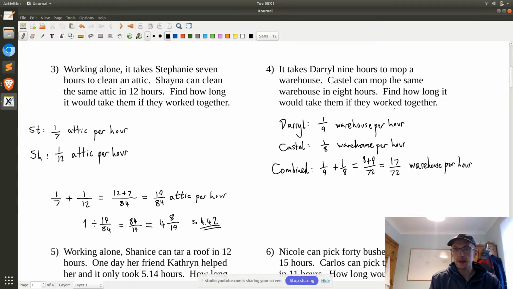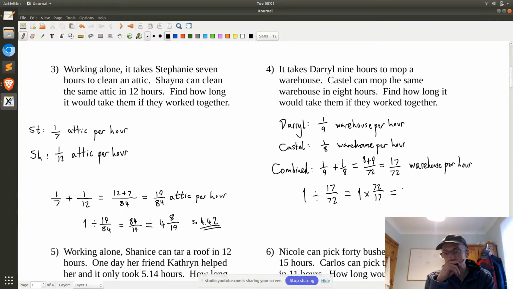So how long will it take them if they worked together? It would be 1 divided by their combined speed. A whole warehouse divided by the speed at which they can clean a warehouse. And that gives you the amount of time it takes them to clean the warehouse. So 1 divided by 17 over 72, which is the same as 1 times 72 over 17.